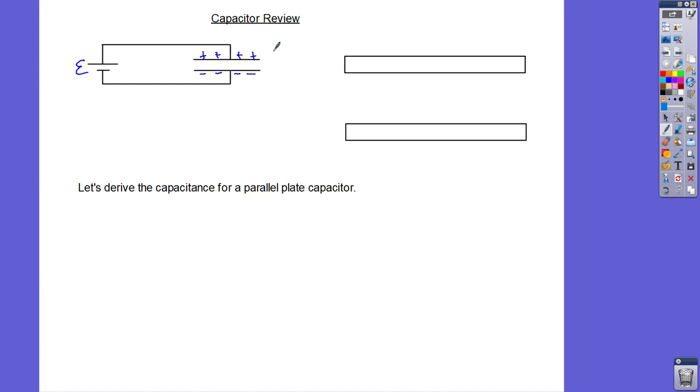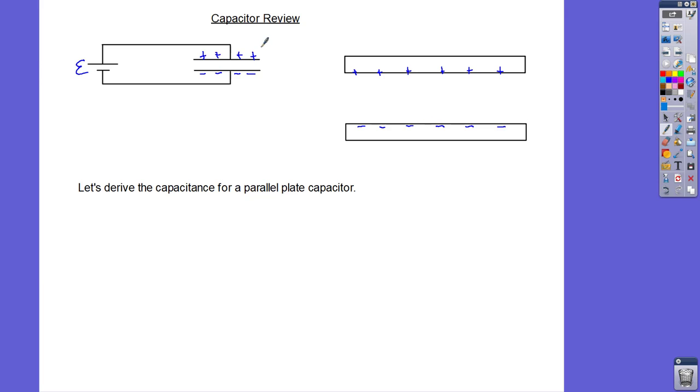Now if we take this and expand it and look at the two plates of the capacitor in some detail, the charge is going to reside on the inner surfaces of these. If you think about it, these are made of conducting material. And so these opposite charges are going to be attracted to each other, and conductors are free to move around, so they're going to be on those inner surfaces there.